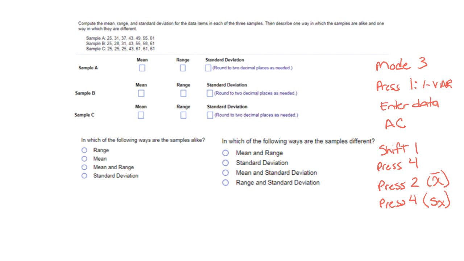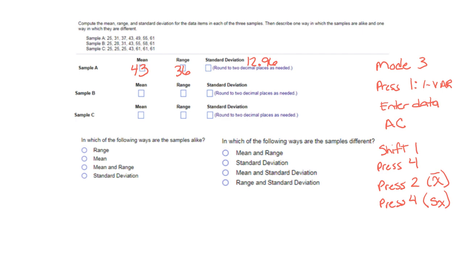All right, so after entering our sample A into our calculator, then we go ahead and find our mean. We're finding our mean to be 43. The range is 36. That is the highest value, 61 minus 25. And then the standard deviation for this first one is 12.96. It says round to 2 decimal places as needed.